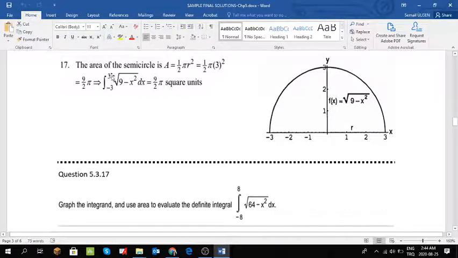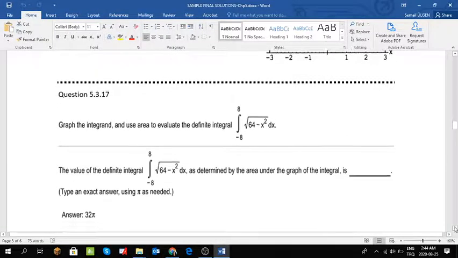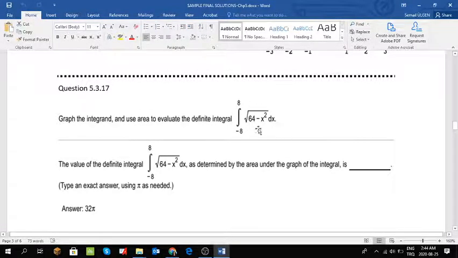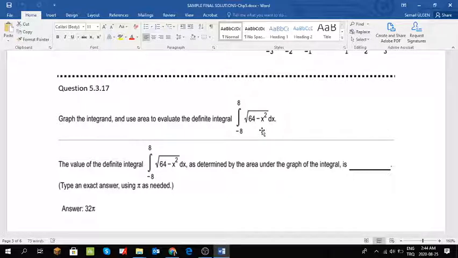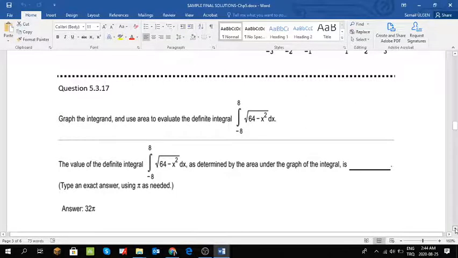So the integral from negative 3 to 3 of the square root of 9 minus x squared dx is 9 over 2 pi square units. And you can solve this question similarly, because this is a semicircle as well. The radius of the semicircle is 8, and you can easily find pi r squared. r is 8, 64 pi over 2, 32 pi is the answer. Very easily found.